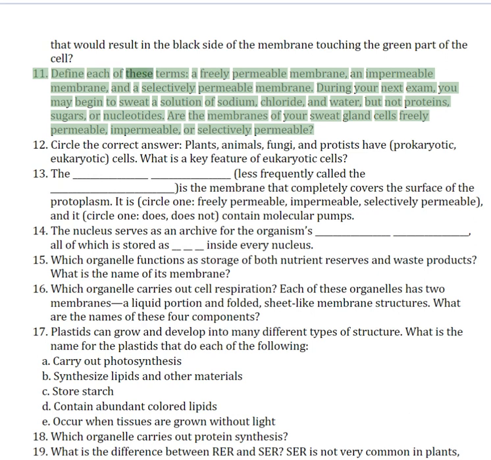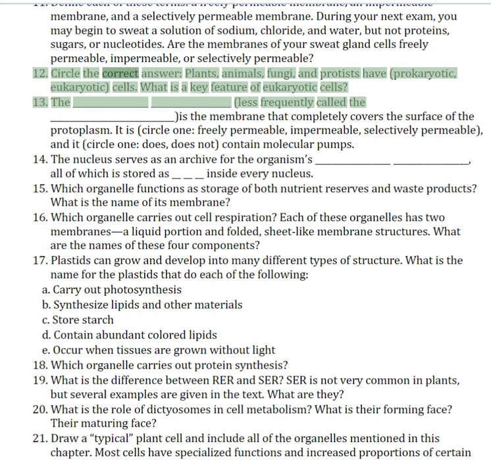11. Define each of these terms: a freely permeable membrane, an impermeable membrane, and a selectively permeable membrane. During your next exam, you may begin to sweat a solution of sodium, chloride, and water, but not proteins, sugars, or nucleotides. Are the membranes of your sweat gland cells freely permeable, impermeable, or selectively permeable? 12. Circle the correct answer. Plants, animals, fungi, and protists have ___ cells.